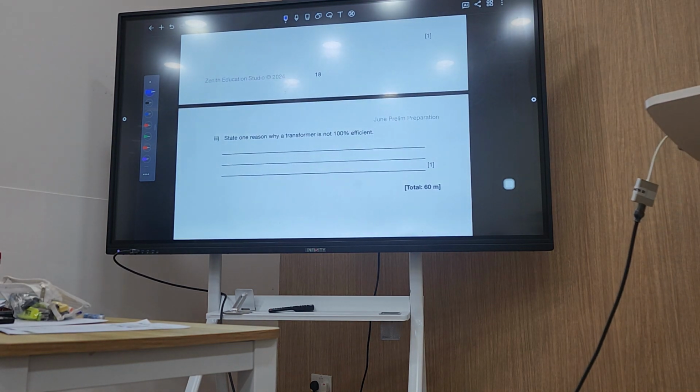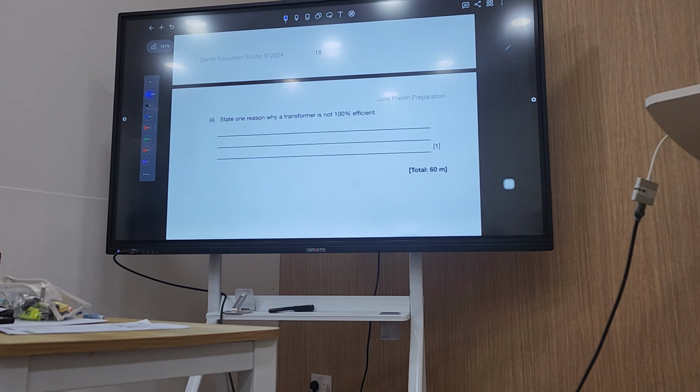Next. State one reason why a transformer is not 100% efficient. Jerry? If you could guess. What's the main reason for inefficiency? It's not 100% efficient because energy is lost as. Okay, I can't copy right now. Energy lost as heat would be your answer.